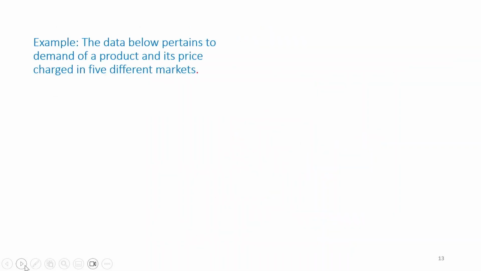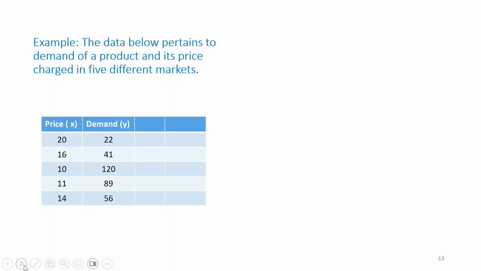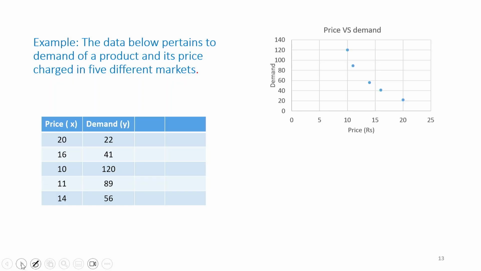We will now give you an example of this. The data below pertains to the demand of a product and its price charged in 5 different markets. So price and demand values are given. If we only focus on these data and plot them like a scatter plot, this is the way the points are located. So you see, as the price goes up, the demand falls. This is definitely a downward fall.